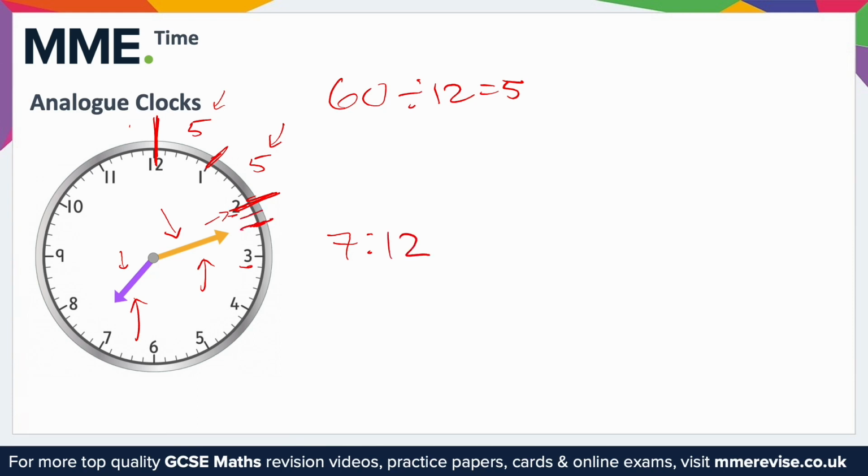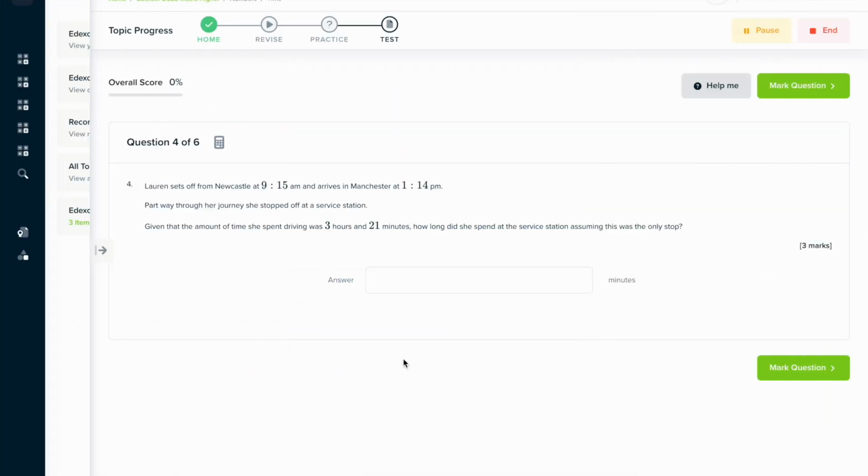be 12. The important thing to note here is we have no idea whether this is in the morning or in the afternoon. Most analog clocks won't tell you that. The only way to tell would be to look out your window and see whether it's light or see whether it's dark, etc.